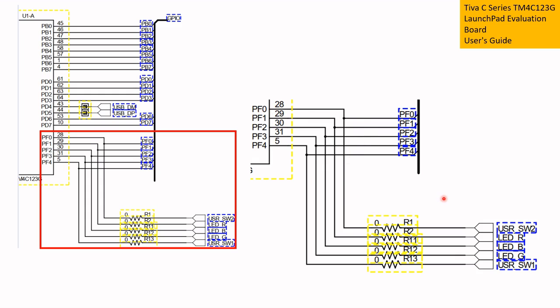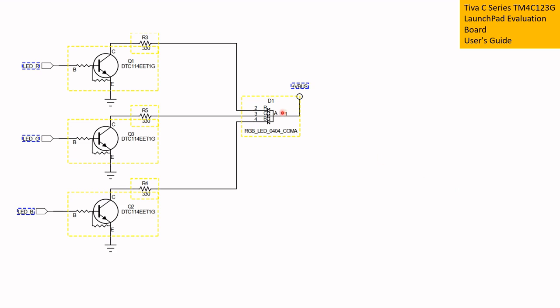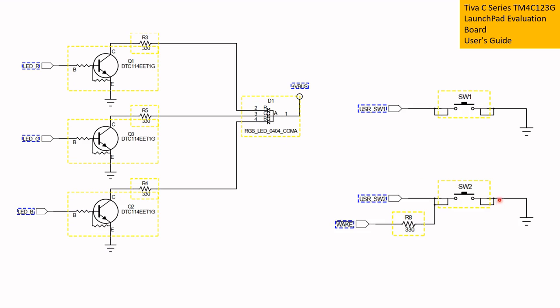All right, so here we have a little bit more detail of the schematic of the LEDs. You notice there are transistors being used to drive the LEDs. So these 3 transistors are driving the RGB LEDs. And then here is the schematic for the switch interface.